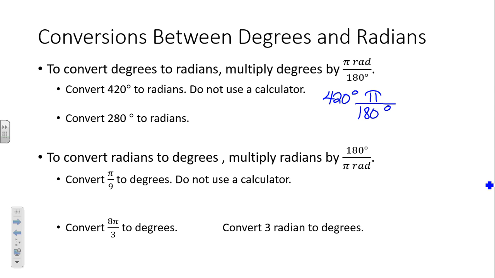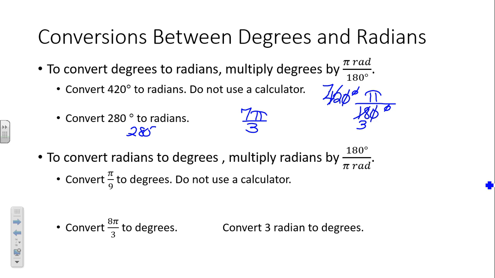So now we can cancel our degrees. And 420 divided by 180, well, there's a 10 in each one, so we can simplify that way. And then what do they both have in common? 6. So 42 divided by 6 is 7, and 18 divided by 6 is 3, so we have 7 pi over 3. And we leave it like that. It's okay that it's an improper fraction. We don't want a mixed number from it. Okay? Make sense?